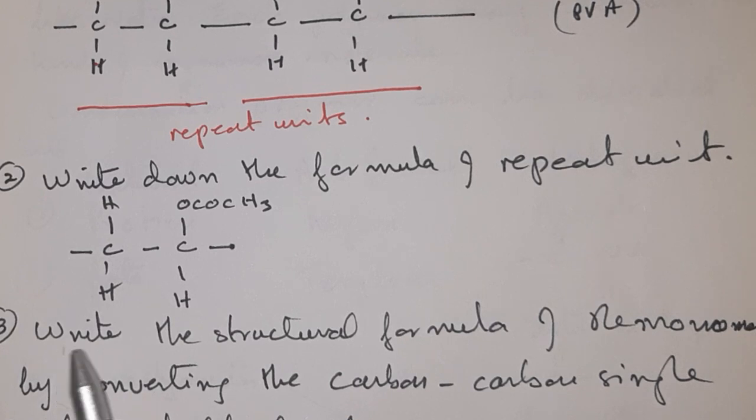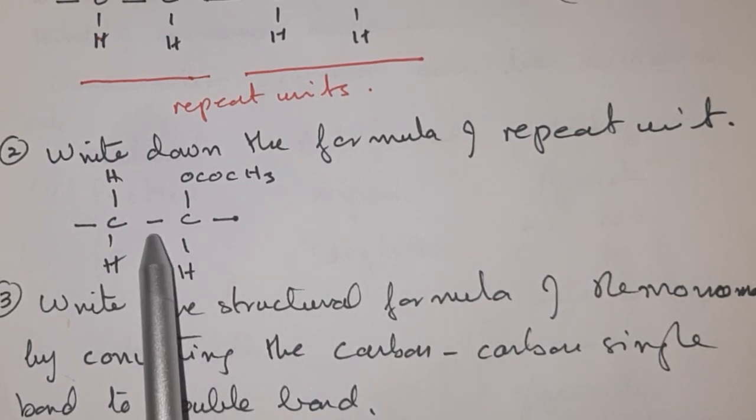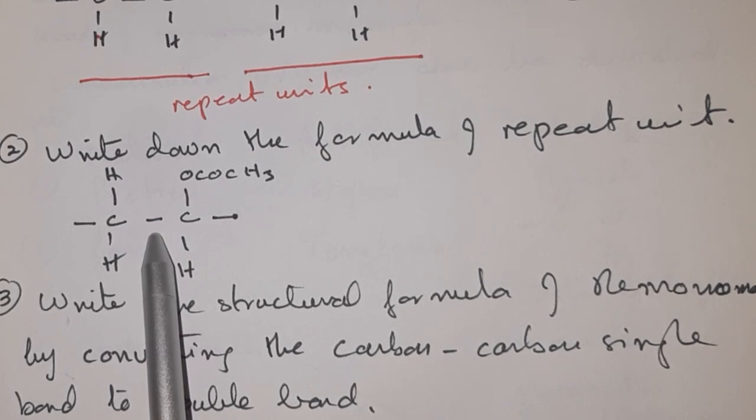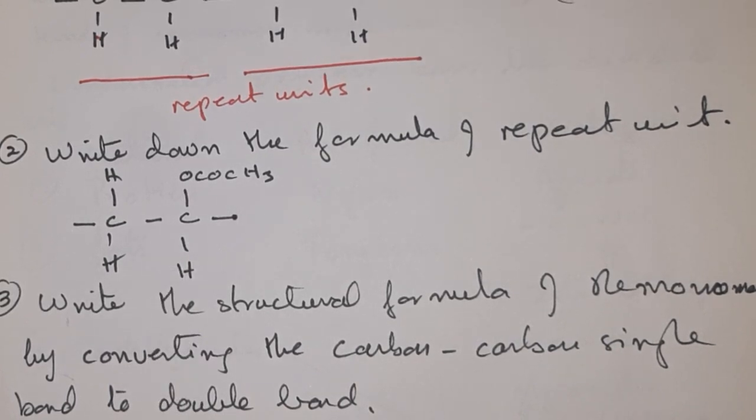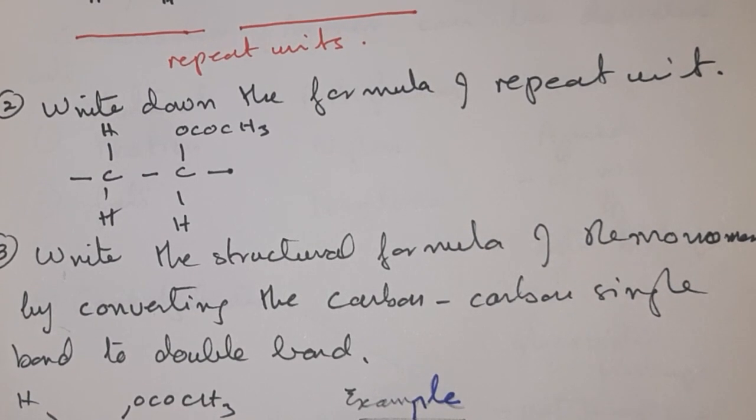Now another part, the third and last part, is to write the structural formula of the monomer by converting the carbon-carbon single bond to a double bond. So this single bond I have converted to a double bond over here: vinyl acetate.